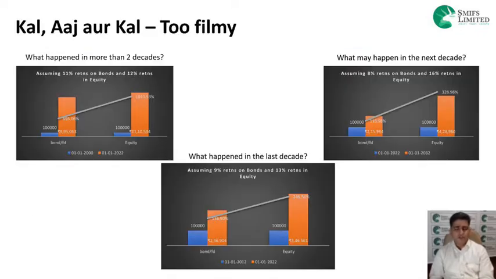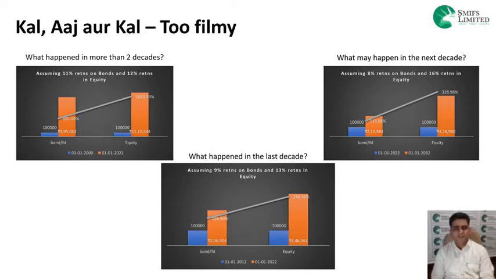Now, this is Kal Aujar Kal, which seems like a film title. It covers what has happened in the last 2 decades, what has happened in the last decade, which I consider the recent trend, considering 5 to 10 years a minimal decent investment horizon. And the third slide tells you what could transpire over the next 10 years or so.